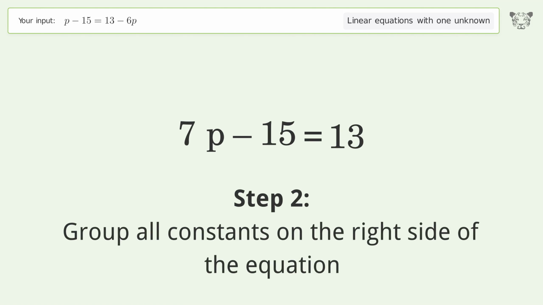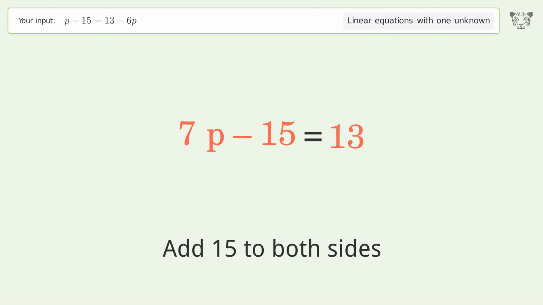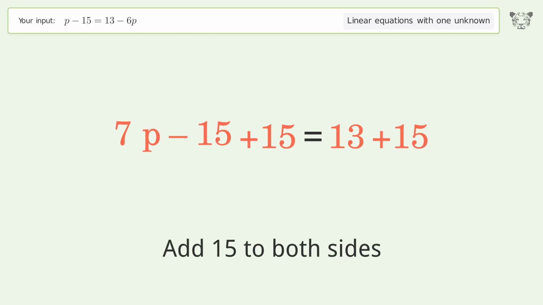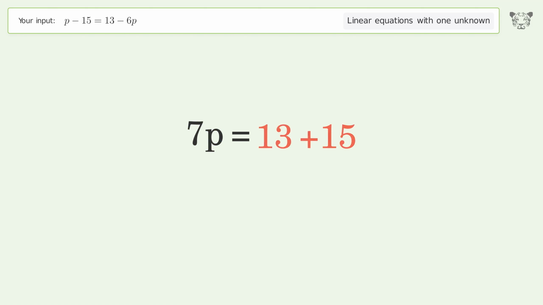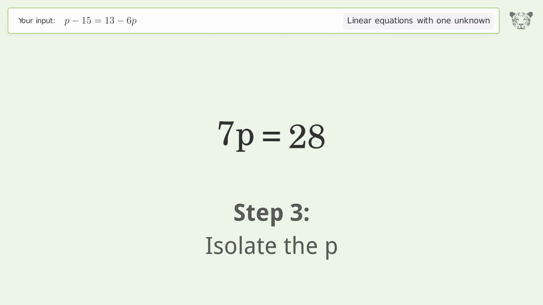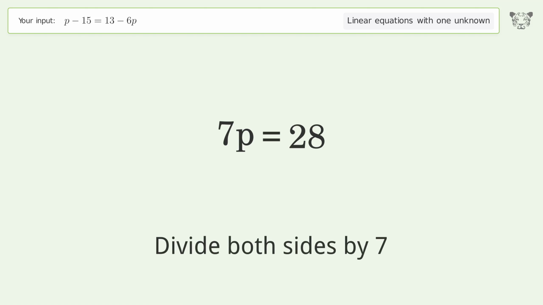Group all constants on the right side of the equation. Add 15 to both sides. Simplify the arithmetic. Isolate the p. Divide both sides by 7.